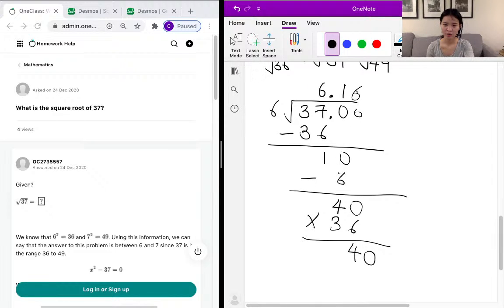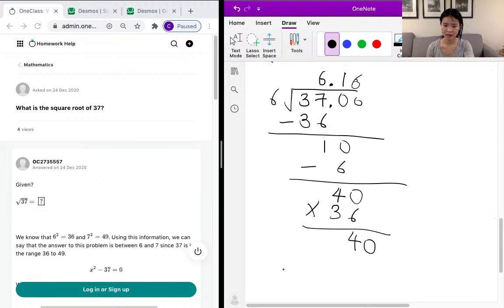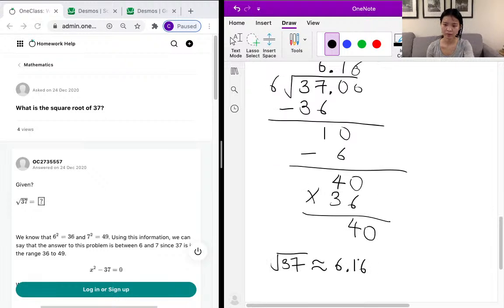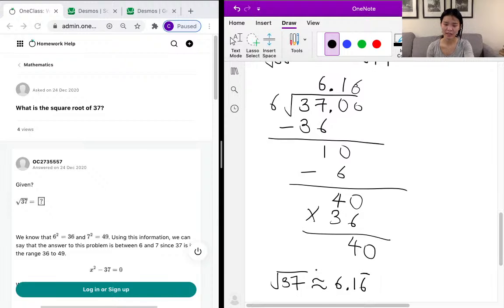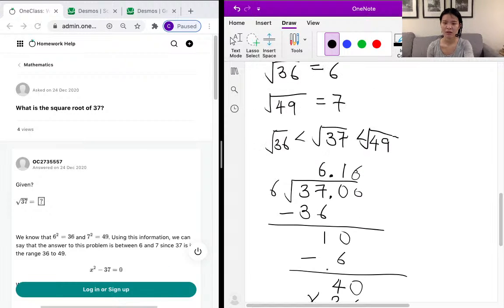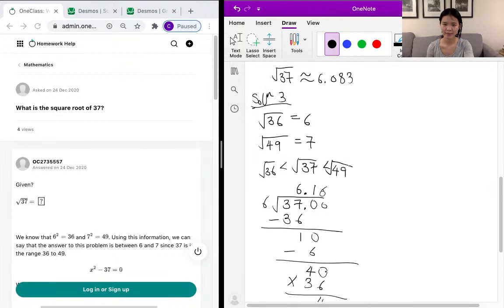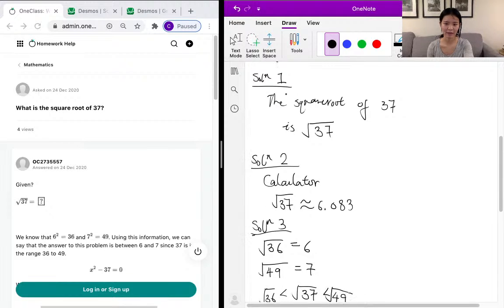So from here, we know that the square root of 36 is really close to the square root of 37, and the square root of 37 is approximately 6.16 to the infinity. But this is, again, just an approximation, and it's probably the best approximation you can do without resorting to using a calculator. So yeah, these are the 3 main ways to solve the problem of the square root of 37.